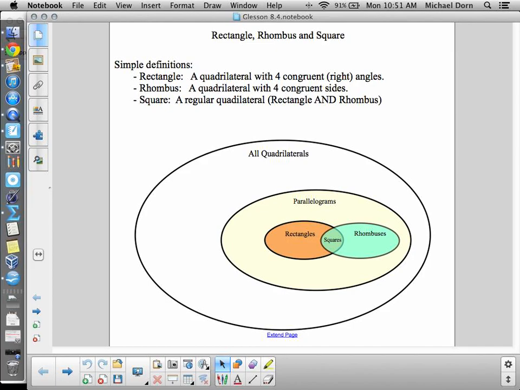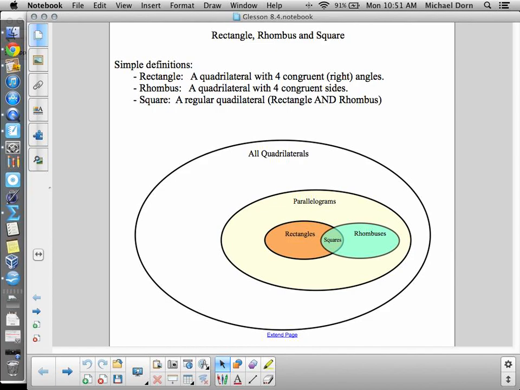And so where we spent last week talking about our properties of parallelograms, like both pairs of opposite sides congruent, both pairs of opposite sides parallel, both pairs of opposite angles congruent, consecutive angles supplementary, diagonals bisect each other. Those are our 5 basic properties of parallelograms. Those apply to all rectangles, rhombuses, and squares as well. Those properties automatically apply because these things are parallelograms.